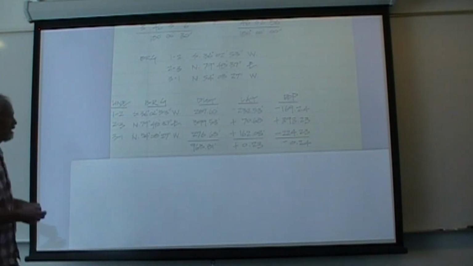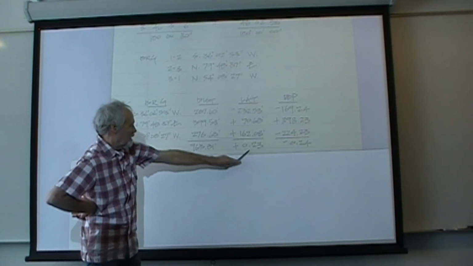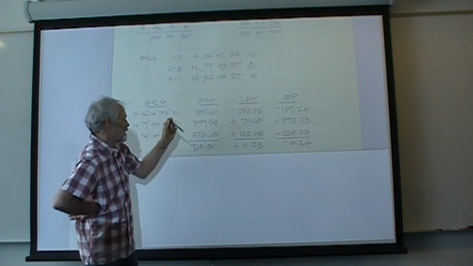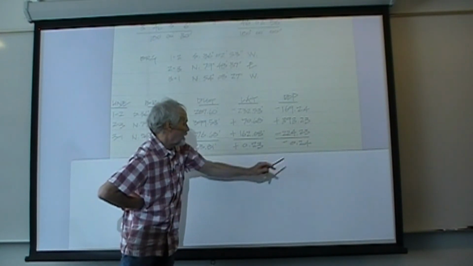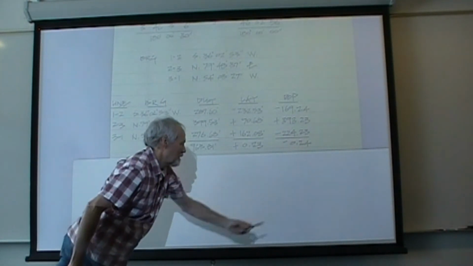So once I have calculated all of those, I just sum them algebraically, and this is giving me 0.23 of a foot positive. So I'm out in a northern direction, and this is in a western direction. Okay, so that's my error in latitudes. This is my error in departures.